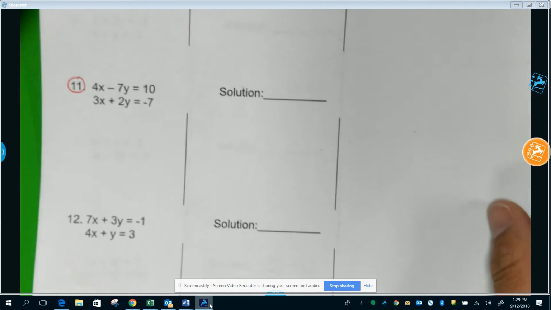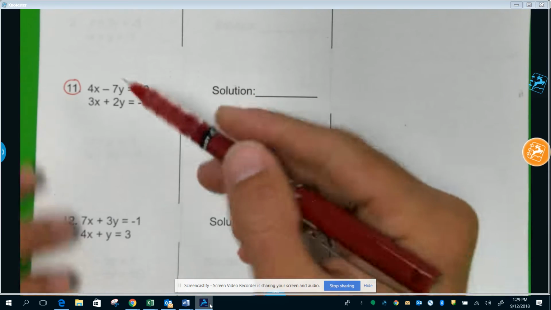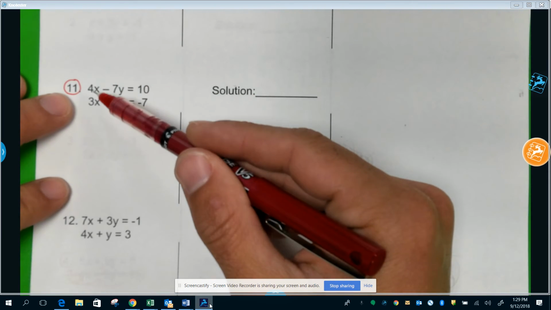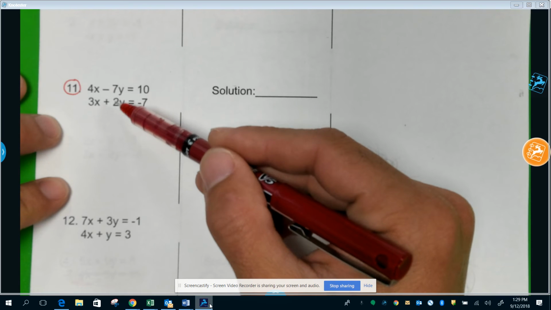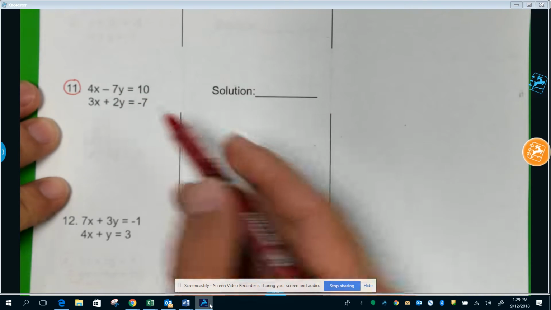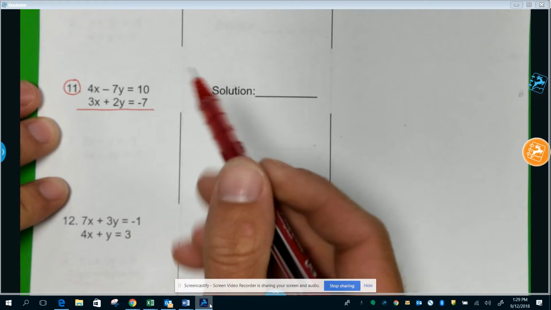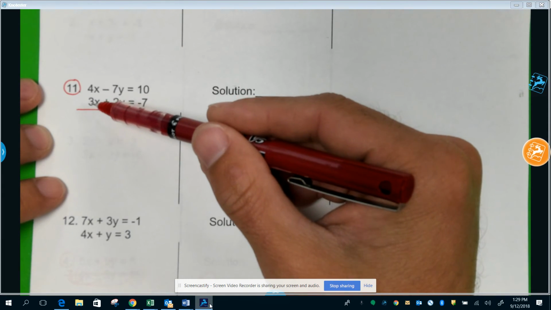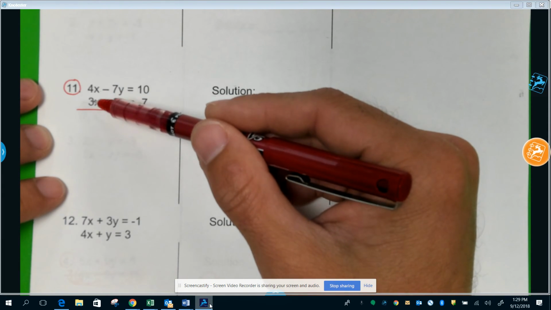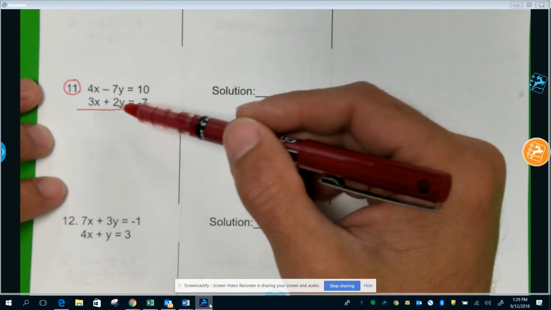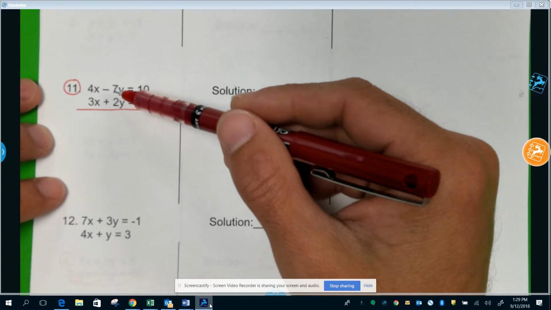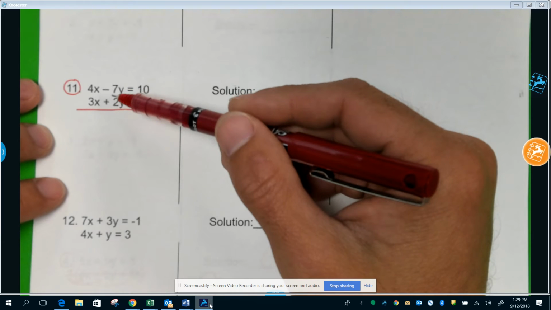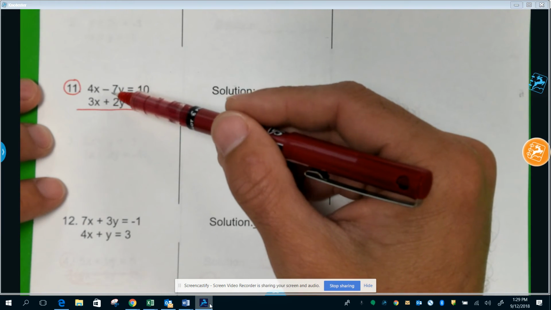Last one, number 11. My x's do not eliminate right off the bat. My y's, those do not eliminate right off the bat. So I'm going to have to do some multiplication here. Can I somehow turn my 3 into a 4? Can I multiply to turn him into a 4? No. Can I multiply this 2 to turn him into a 7? No. Now, I am going to choose to work with my y's here because one's negative and one's positive.